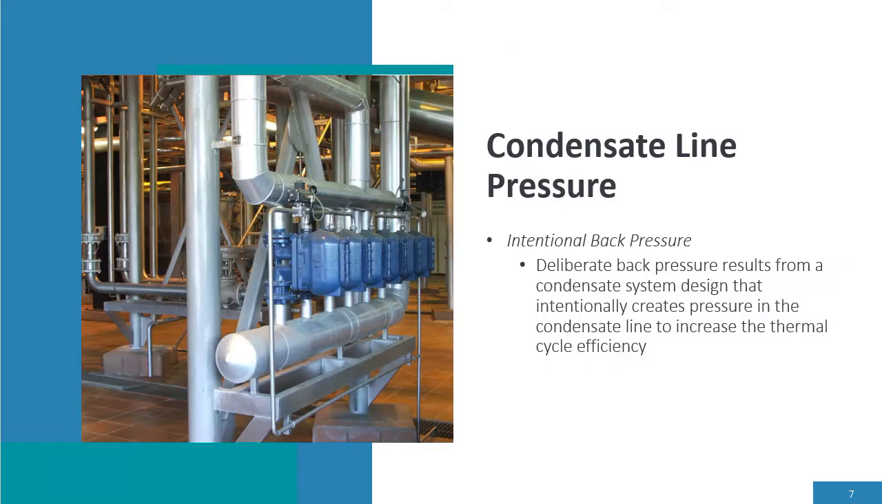Now, as I said before, this is intentional condensate line pressure. Today we design condensate systems to be pressurized so we can bring the condensate back to the boiler plant operation under pressure, increasing the steam thermal cycle efficiency. It's really critical that you have pressure gauges on your condensate system so you understand what that pressure in the condensate system is going to be.